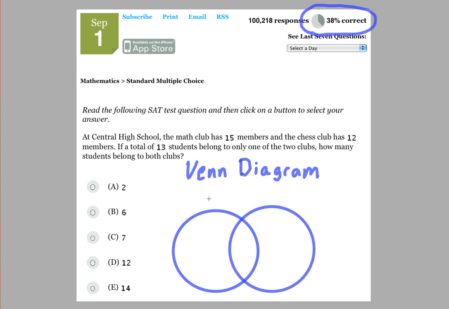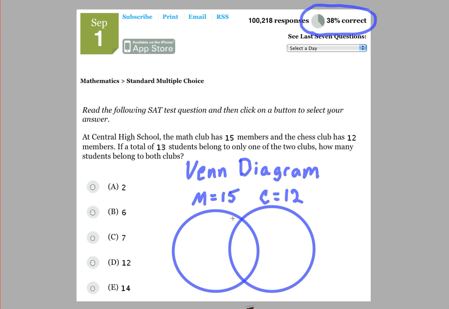So the first circle is going to be for the math club. And we know that the math club has 15 members. The second circle is going to be for the chess club. We know the chess club has 12 members. Now notice that I'm not going to write these numbers within the circles because that's going to start to make things confusing.